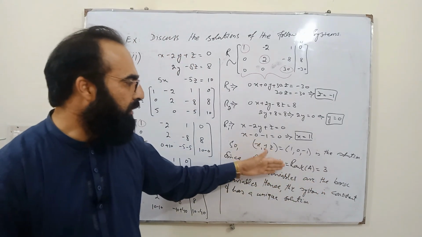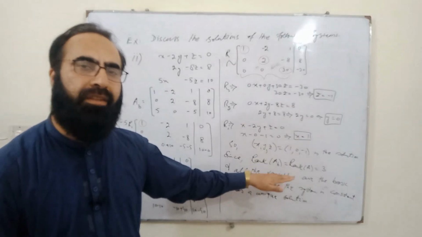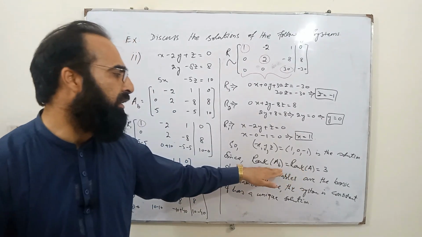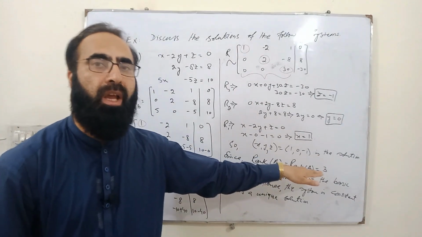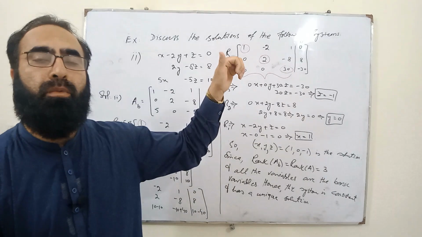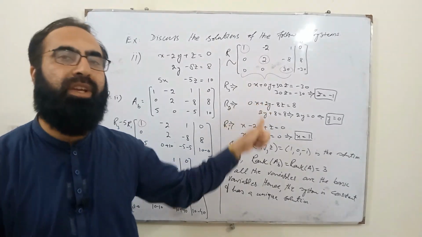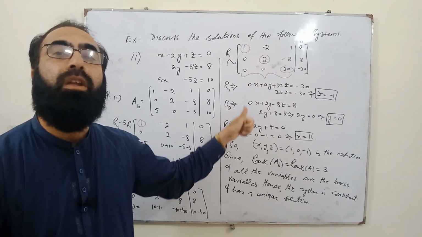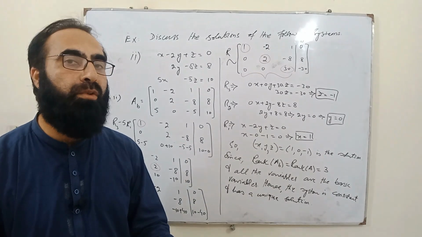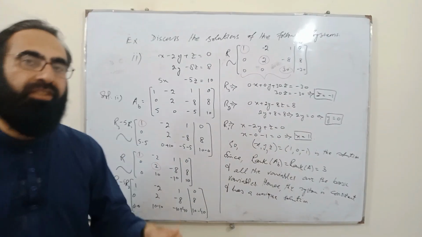So from this we conclude that if the ranks of the coefficient matrix and the augmented matrix become the same, and all the variables become basic variables, then the solution will be a unique solution and the system will be a consistent system.